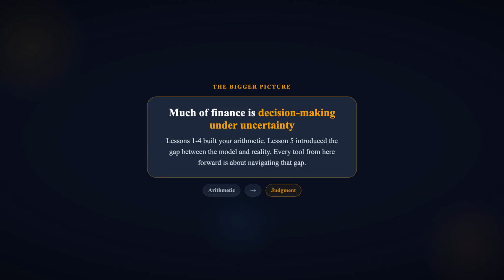Every tool you pick up from here forward, whether it is risk management, derivatives, or portfolio construction, is about navigating that gap. For now, the practical skill is simpler. Read the contract, understand the index, understand the spread, and respect the fact that you cannot predict the path.